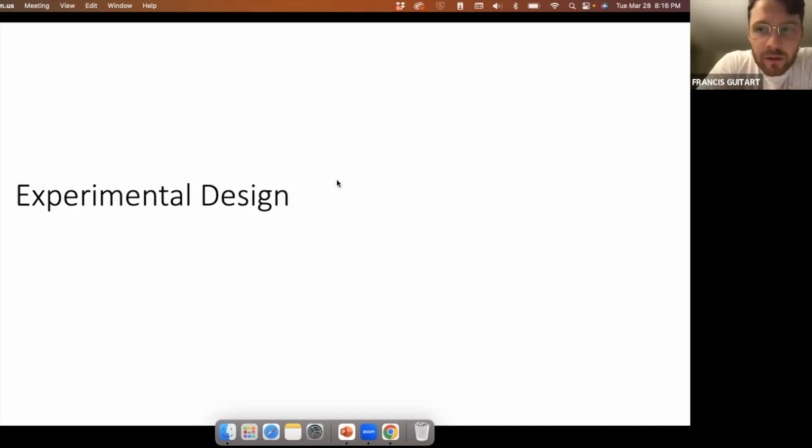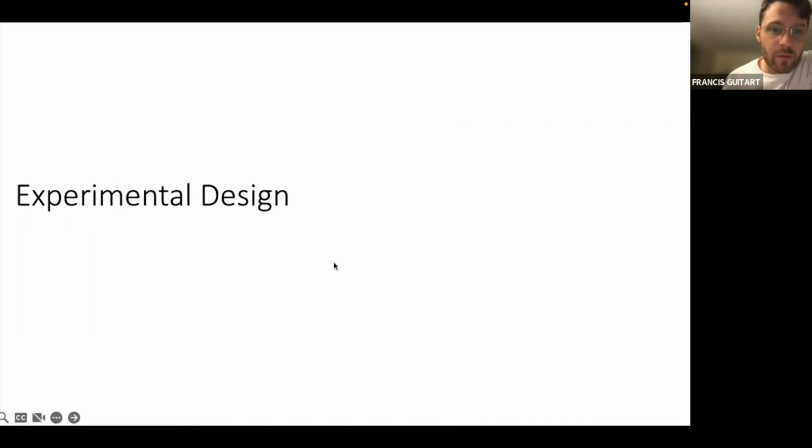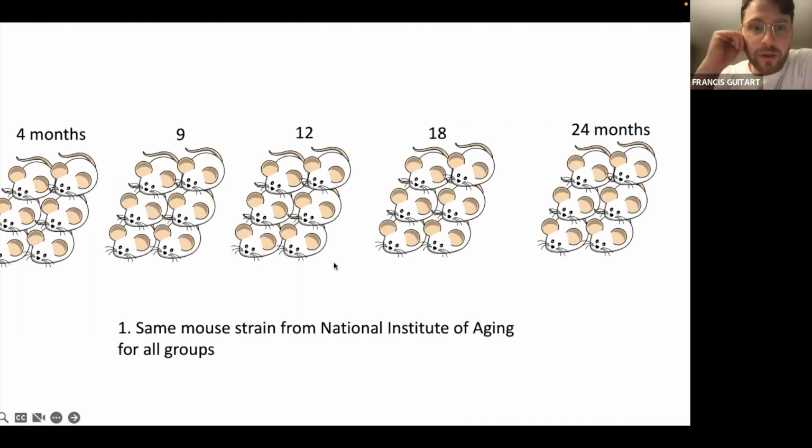Okay, now I want to talk a little bit about the experimental design that they had for this particular paper. What Stoeger et al. did was they acquired a particular mouse strain from the National Institutes of Health, and they sacrificed different cohorts of mice across 5 different ages, from 4 months, which is a very young mouse, to 24 months, which is on the older side in terms of mice.